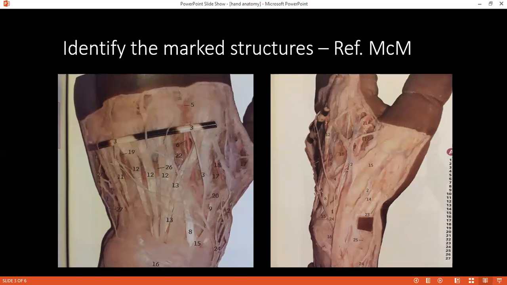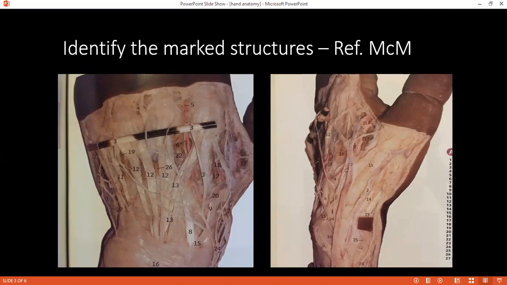Okay, what are the structures which pass below it? If you can tell me from lateral to medial, there are six compartments. Yes, very good. From lateral to medial, there is extensor carpi radialis longus and brevis, extensor carpi ulnaris, extensor digiti minimi, extensor pollicis longus, then abductor pollicis longus and extensor pollicis brevis, and extensor pollicis longus.